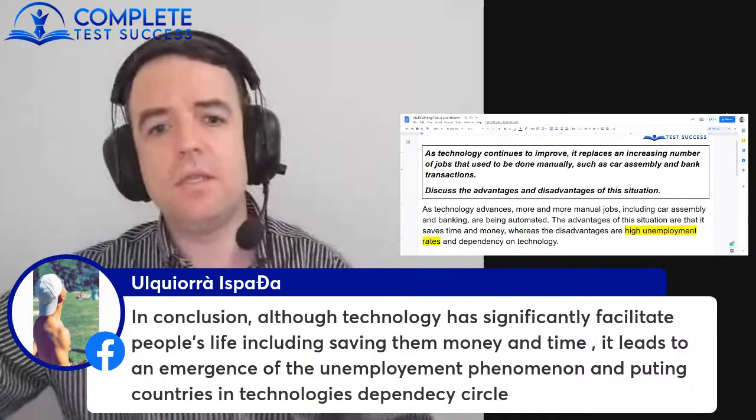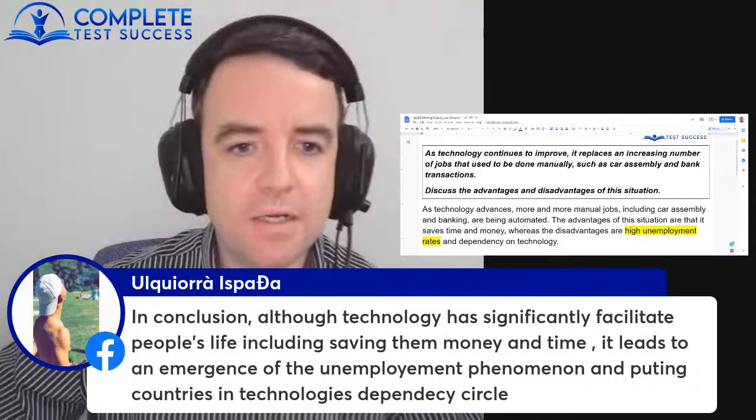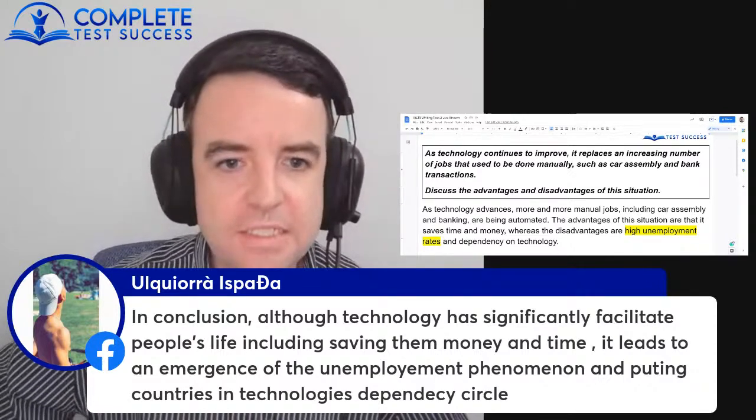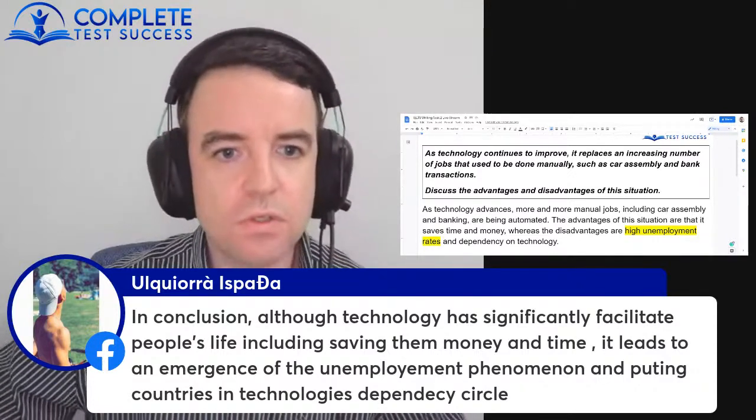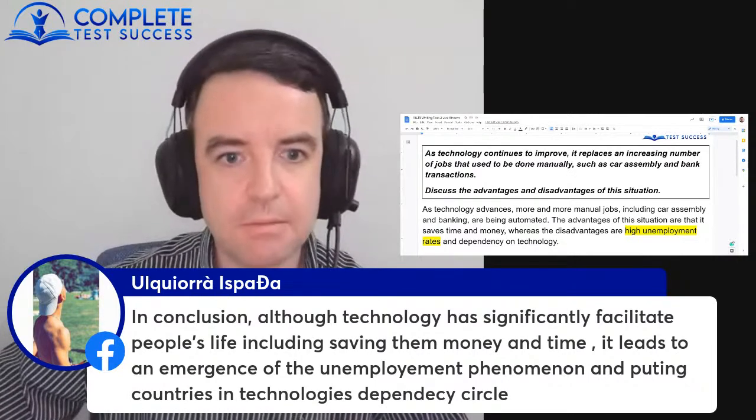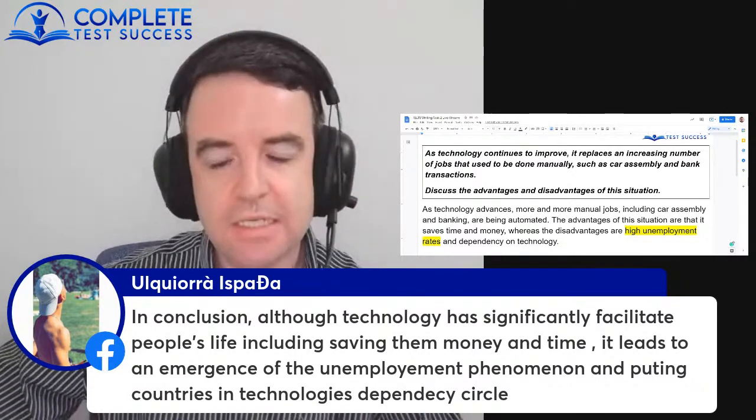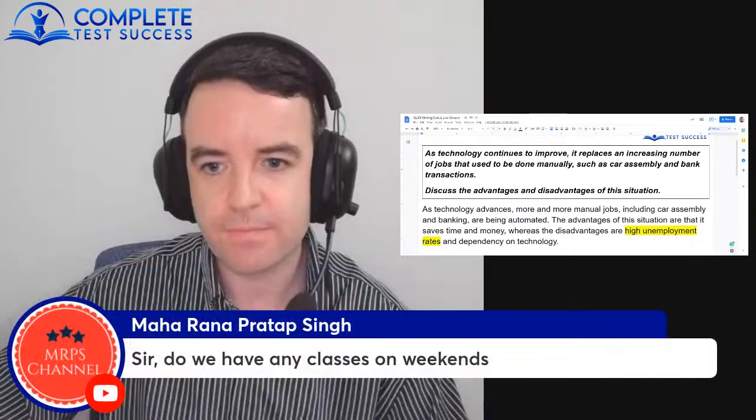No, because you're missing a fundamental part of the context of the question. We're not talking about technology. We're talking about technology replacing manual labor. So this conclusion isn't appropriate.